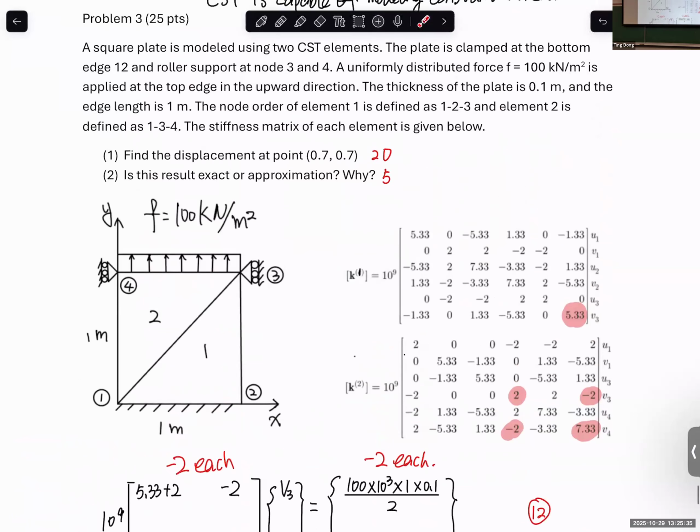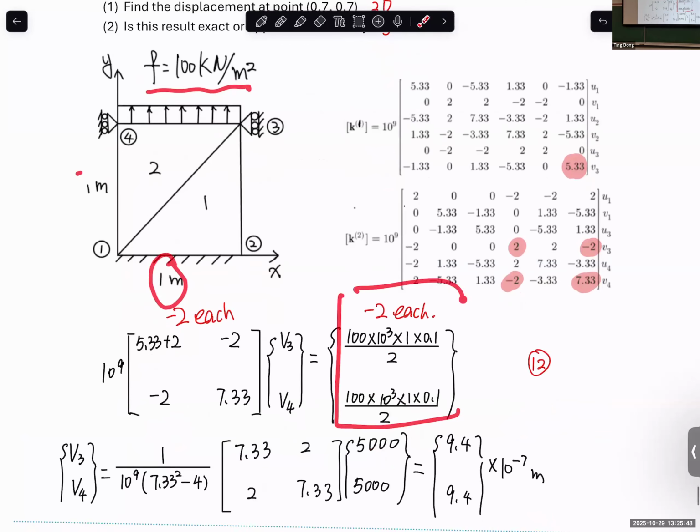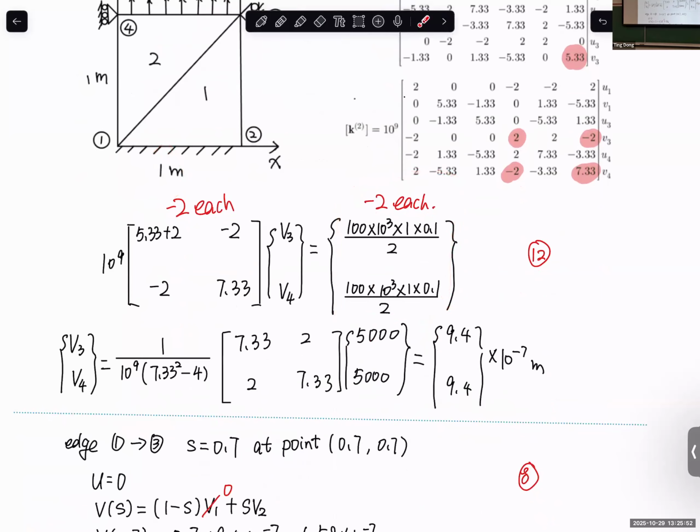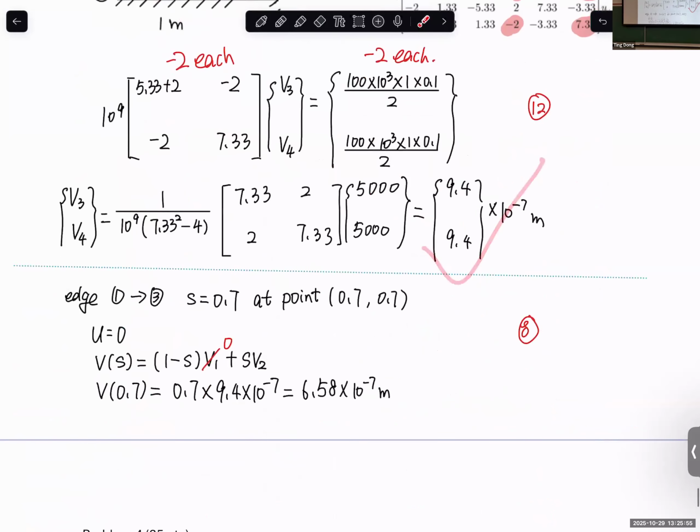This is the same thing as the example problem we did in class. It's even the same number, 100 kilonewton per meter squared. And we have this one at 1 meter and thickness at 0.1 meter. So this is the same as the example problem we did in class. And we solve for V3, V4.